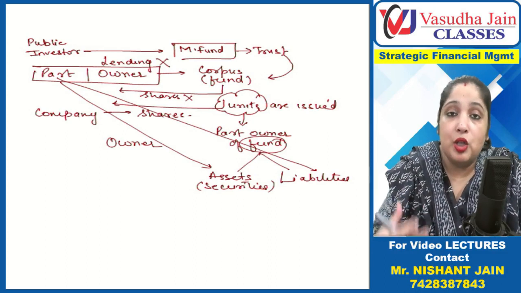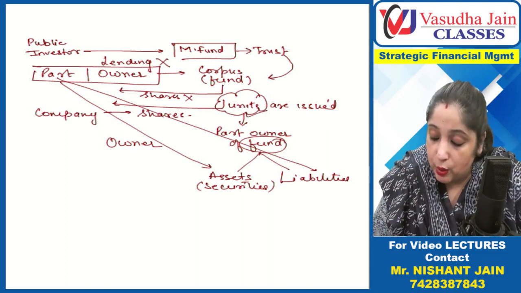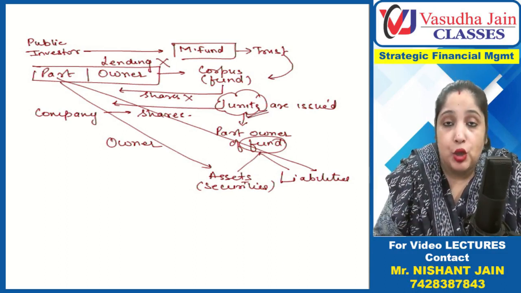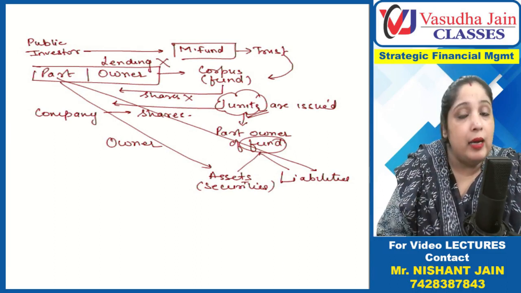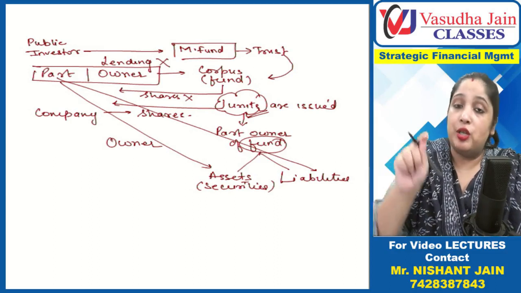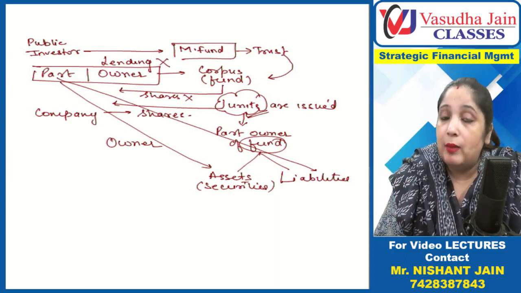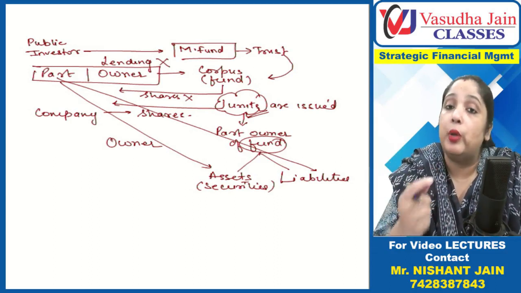And how is this ownership represented? It is represented by units. So mutual fund issues units to you, not shares. So when you invest your hard-earned money in the company, you get shares. But when you invest your hard-earned money in the mutual fund, you get units.